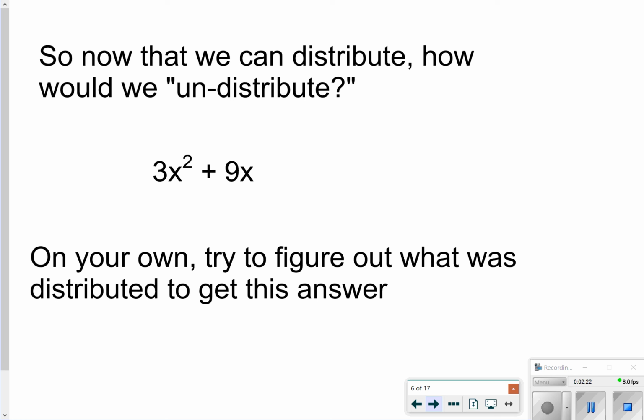So first off, maybe think about this binomial right here. We have 3x squared plus 9x. What would you think was distributed to find this answer? So take a moment to think about what you could undistribute to make it as simple as possible. Some of you by now are like, what the heck are you talking about, Miss Mullins? Well, let's get to that on the next page.